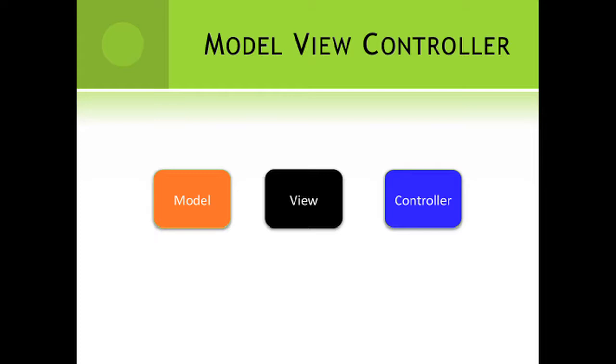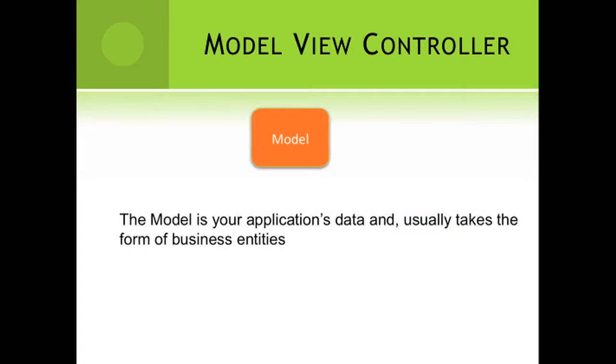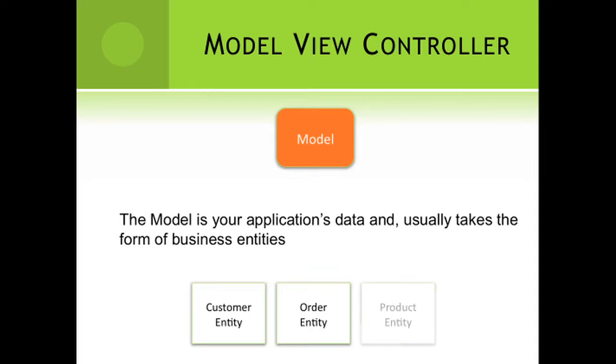The Model View Controller design pattern breaks your app into three main parts: Model, View, and Controller. The model is your app's data, and that usually translates into business entities, as we'll learn in our section on core data. So for example, if you were building an order processing app, your model might contain a customer entity, order entity, and product entity.